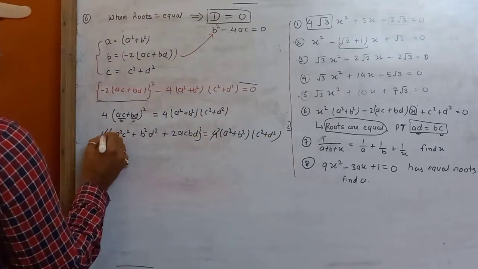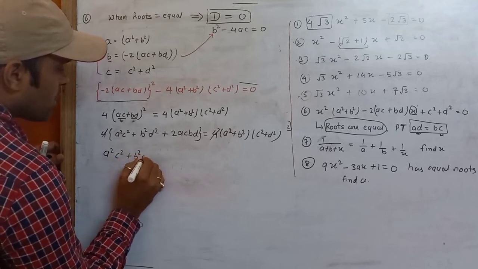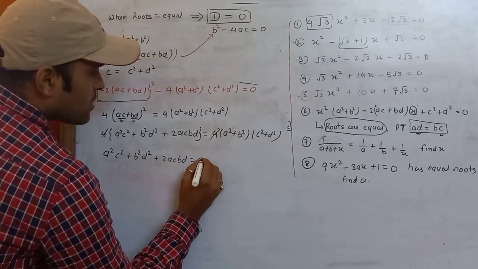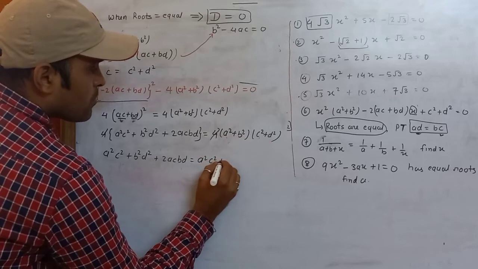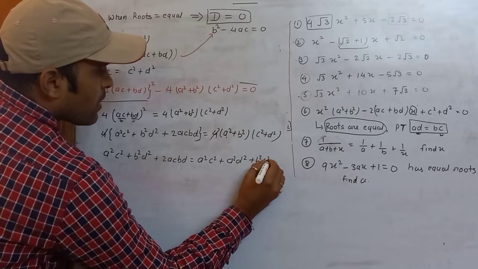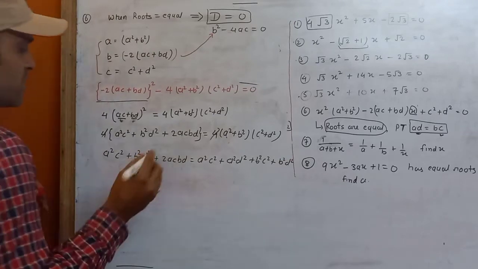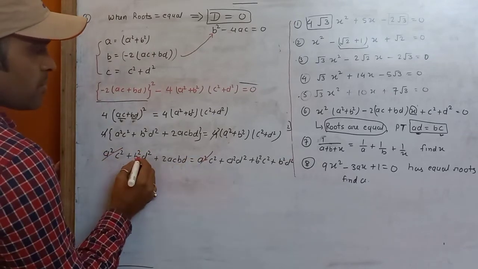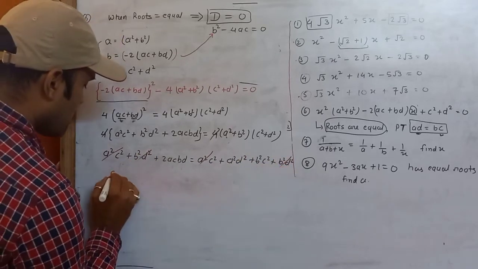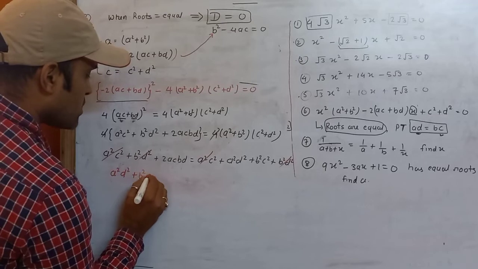Now cancel the 4. I will write it again clearly: A square C square plus B square D square plus 2ACBD is equal to, now multiply it, A square C square plus A square D square plus B square C square plus B square D square. Here some terms are cancelled out, like A square C square and B square D square. What remains is A square D square plus B square C square.